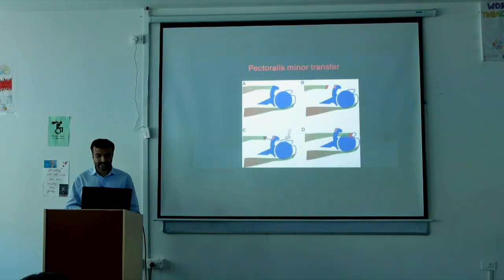As you can see in this diagrammatic representation, the round is the humerus head, this is the glenoid, this is the coracoid, and this green tissue is the pectoralis minor, which is attached on the anteromedial surface of the coracoid. In picture B, you can see that the pectoralis minor is detached from the coracoid. In picture C, it is transferred under the coracoid and then attached on the LT.